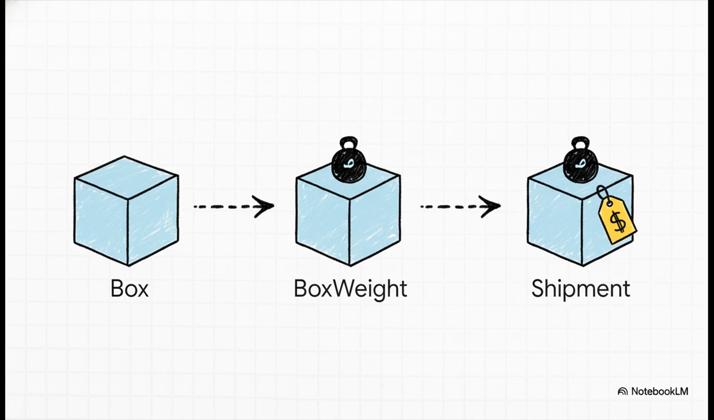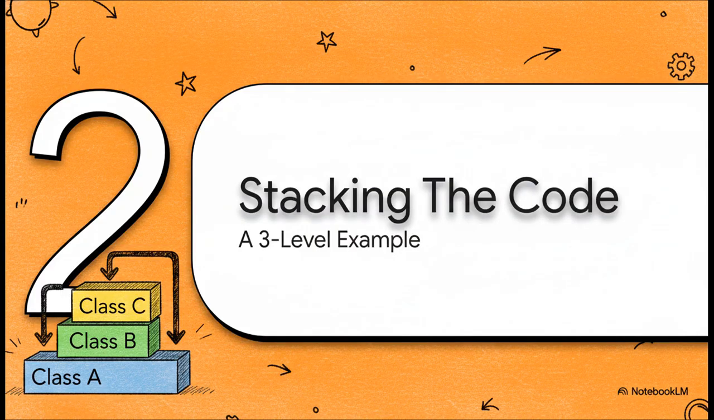To make this all feel a little less abstract, we're going to follow a simple, hands-on example through this whole explainer. We'll start with a basic box. Then we'll add the concept of weight to it, creating a BoxWeight, and finally we'll add a shipping cost to create a Shipment. Let's see how these blocks stack up. All right, enough talk. Let's get our hands dirty and actually look at the code.